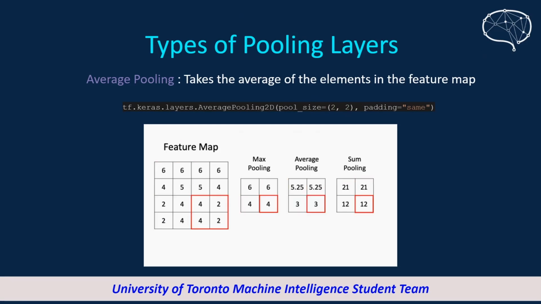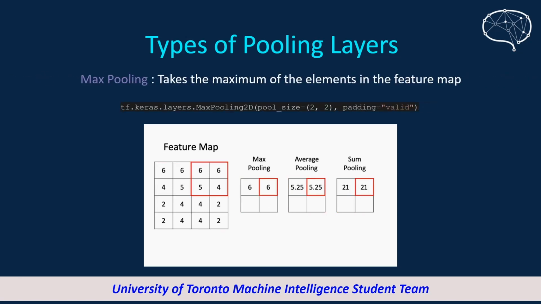Average pooling takes the average of the elements in the feature map, and it can be implemented by a single line using Keras in Python. As you can see in the picture below, what average pooling does is it basically sums all the elements and divides it by the number of elements and replaces the value in the resultant matrix.